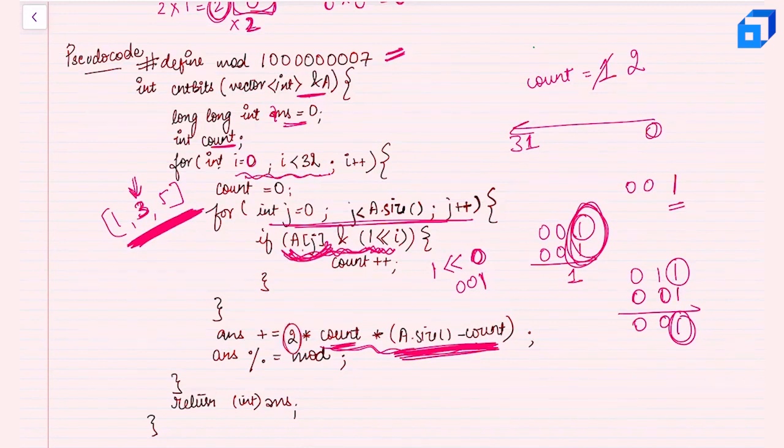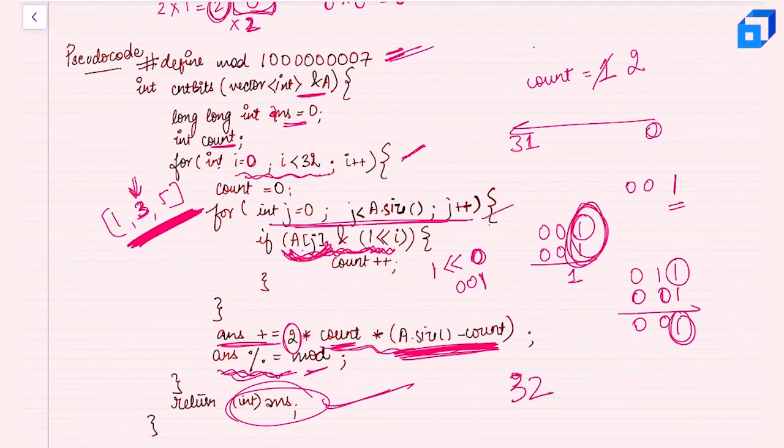And I'll be multiplying that with 2 because I'll be considering ij as well as ji separately. And then I'll be adding that to my answer, and I'll also be taking the mod with the mod value which I have taken here, and then I'll simply return my answer. So this is the approach, and the complexity is going to be: this loop will run for 32 times, and this loop will run for the number of elements in the array, that means n, so it's going to be 32 into n.